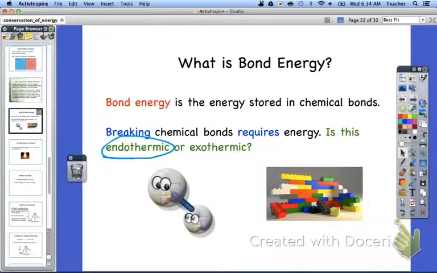For example, when you were little you played with Legos, you know that it requires energy to pull those Lego blocks apart. And it's the same thing in a chemical bond. It requires energy to pull the atoms apart.